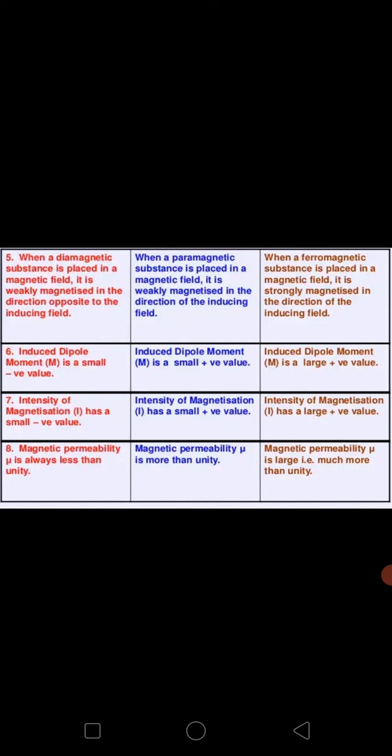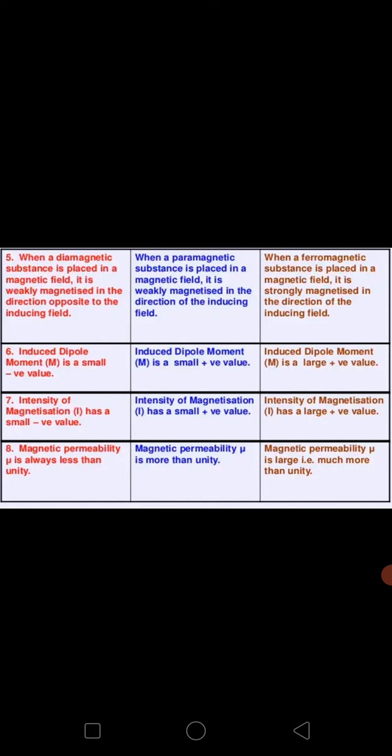Now the intensity of magnetization, that is I, has a small negative value for the diamagnetic substance, and the intensity of magnetization has a small positive value for the paramagnetic substance. Similarly, the intensity of magnetization has a large positive value for the ferromagnetic substance. Magnetic permeability mu is less than unity, because it is repelled by the magnetizing field. So the permeability, meaning the extent to which magnetization comes in the diamagnetic substance, is less. So it is less than unity, it is very less magnetized in the magnetizing field.